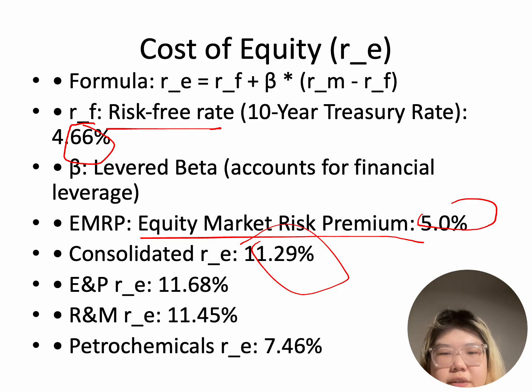And each division's beta reflects its financial leverage. For example, the consolidated rate is 11.29%. So here is the most complex part. We need to find the beta of each part. For the petrochemicals part, the beta was not given to us directly in this case, so we need to find the beta.